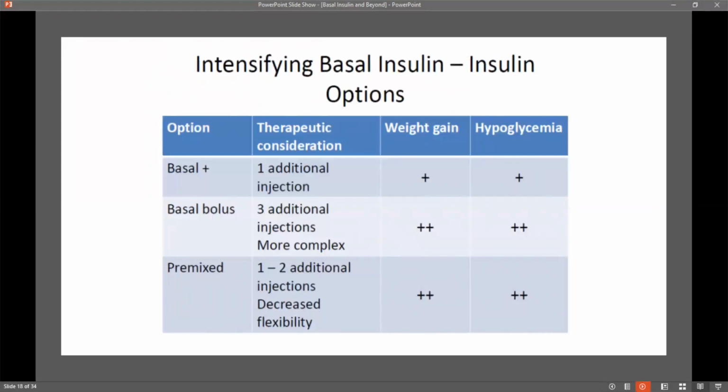So this is just a comparison. I think we have already discussed this. If your patient is on basal insulin initially, then we add 1 injection of a true bolus insulin before the meal. There will be less weight gain and less hypoglycemia as long as we are using the doses that we have discussed. With the 3 injections, that means this patient is taking 4 injections a day. It's more complex. There is more risk of weight gain in these patients because they are on large doses of insulin. They're taking more insulin. With that, there is an increased chance of hypoglycemia as well. And similarly, in premixed insulin, if they're using 1 or 2 injections, there is more weight gain and more hypoglycemia.